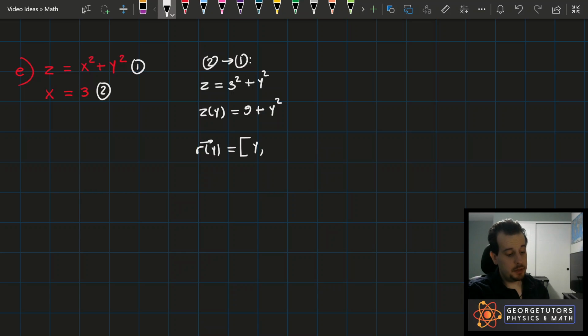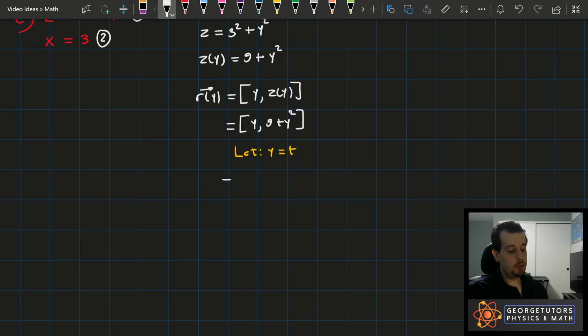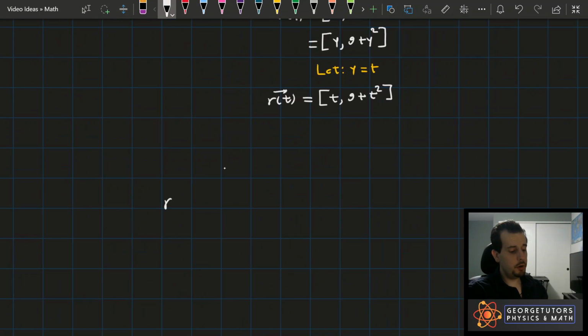So y is going to be the independent variable. Z of y is going to be the dependent variable. And then we can put in what z of y actually is, 9 plus y squared. And then, of course, we let people know that we're using y as the parameterization, in which case we get r of t now. We get the 2 components, y and z, written in terms of the parameterization: t and 9 plus t squared. And this fills up 2 out of 3 components again for the overall vector valued function. We're only missing the x right now.